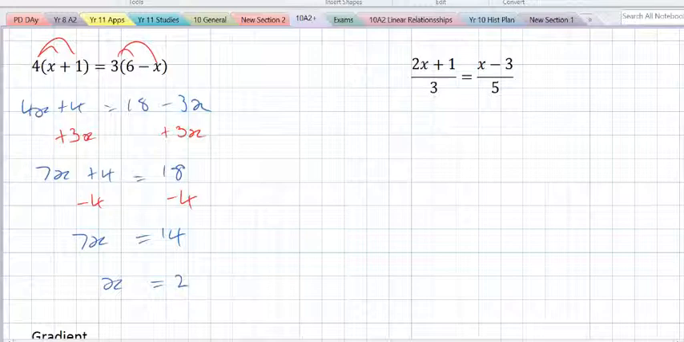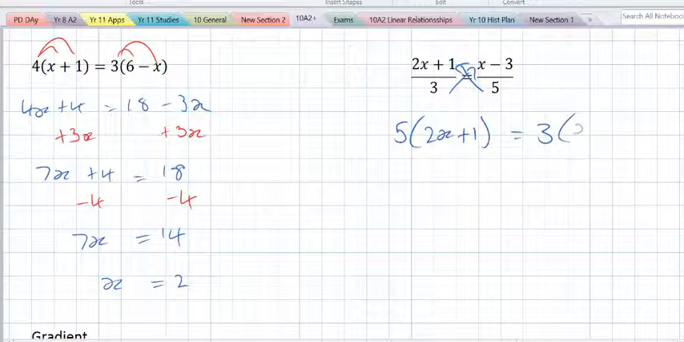Alright, take the other example on the right. How do we... Yeah, good, well done Sophie. Cross multiply. Please note that cross multiplying only works across equal signs. So there's an equal sign between them. We're multiplying across, so we have 5 lots of 2x plus 1 equals 3 lots of x take 3. Alright? And then you'd expand and solve like you would on the left.